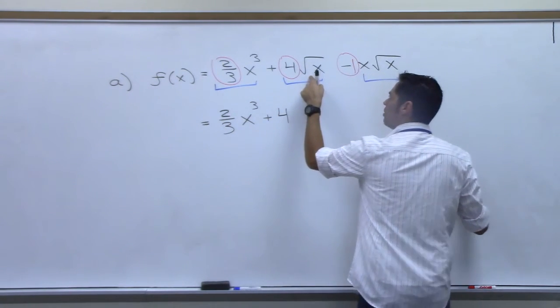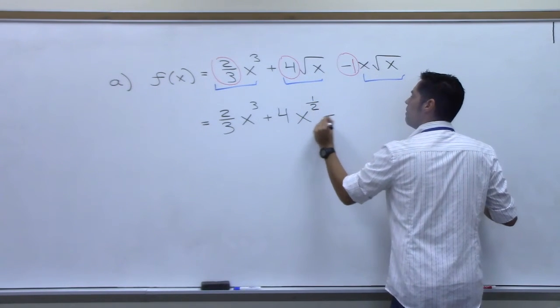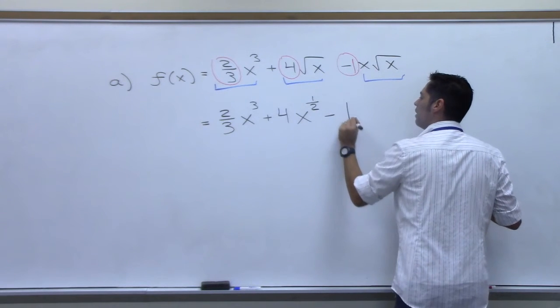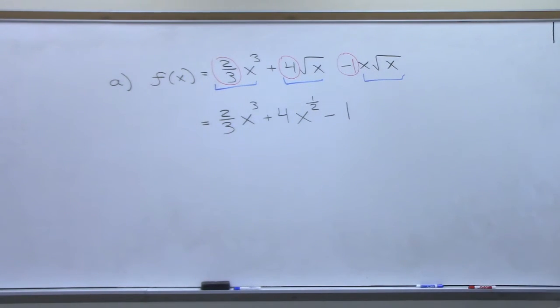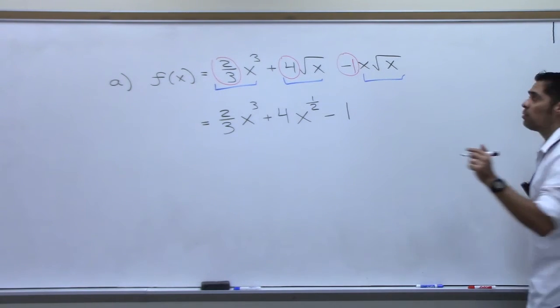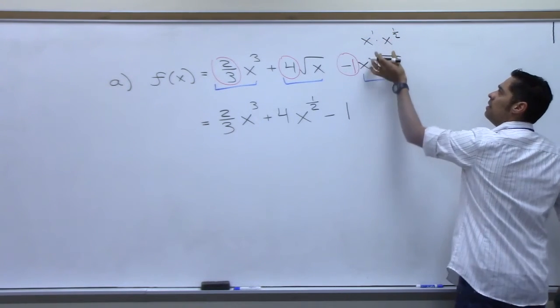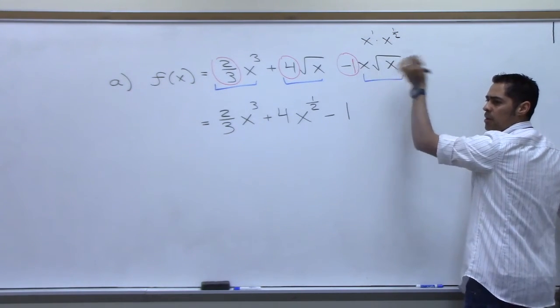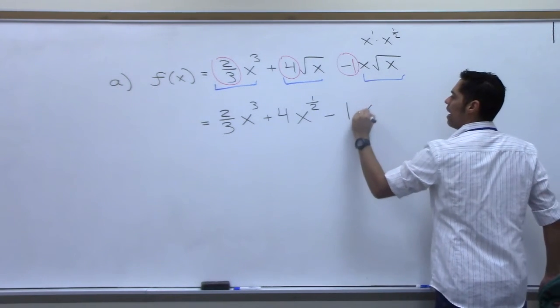What's square root of x written as a power of x? X to the half, minus, I'll put a 1 here even though I don't need it. What can I do with x root x? X to the 3 halves. You're doing x to the first power times x to the half power. Same base, add the exponents. 1 plus a half is 3 halves. Okay. So x to the 3 halves.